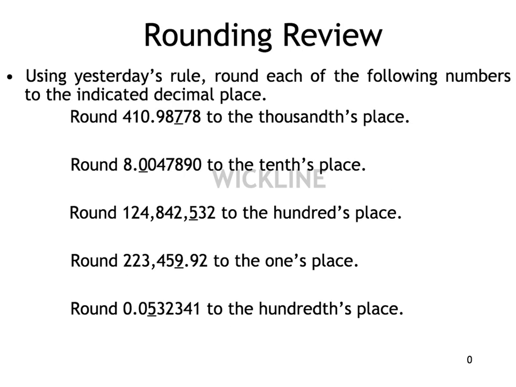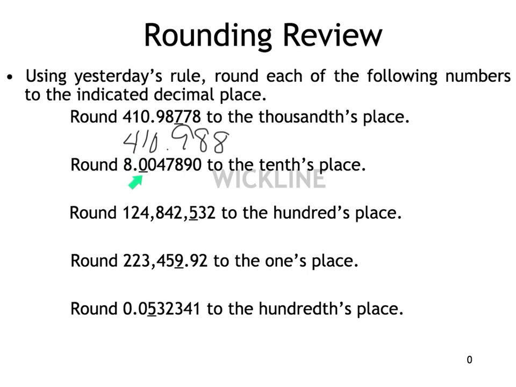This is a review. We're going to use yesterday's rule to round each of the following numbers to the indicated decimal place. That means I'm going to be rounding to this digit, which of course means I need to actually be looking at that digit. After the rounding, I'm going to get 410.98, and that 7 that I'm looking at is going to go up to an 8 because of the 7 that follows.